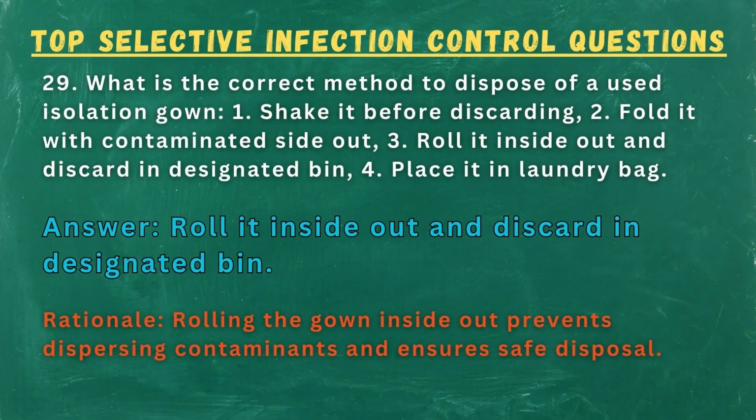29. What is the correct method to dispose of a used isolation gown? 1. Shake it before discarding. 2. Fold it with contaminated side out. 3. Roll it inside out and discard in designated bin. 4. Place it in laundry bag. Answer: roll it inside out and discard in designated bin. Rationale: rolling the gown inside out prevents dispersing contaminants and ensures safe disposal.